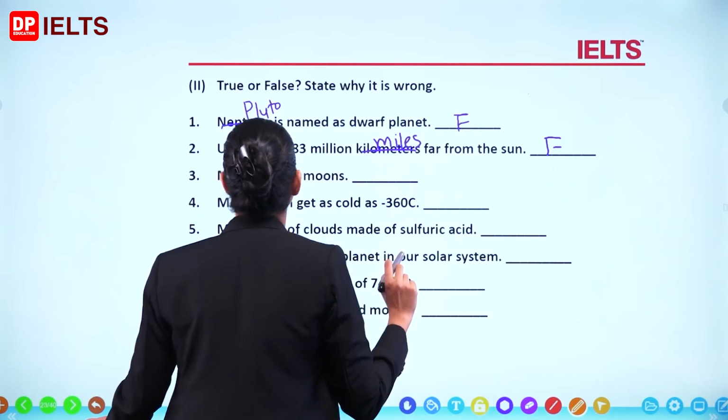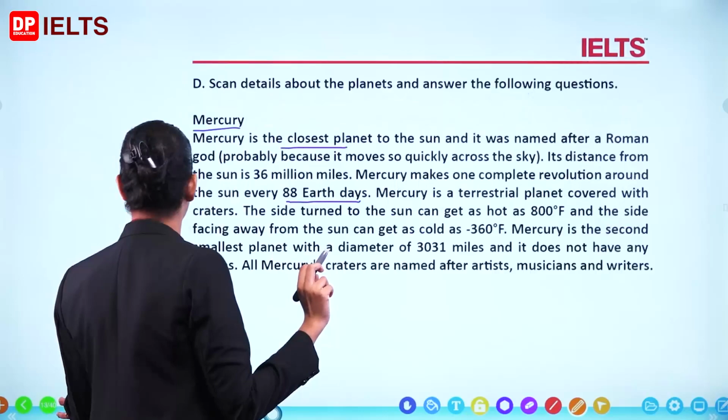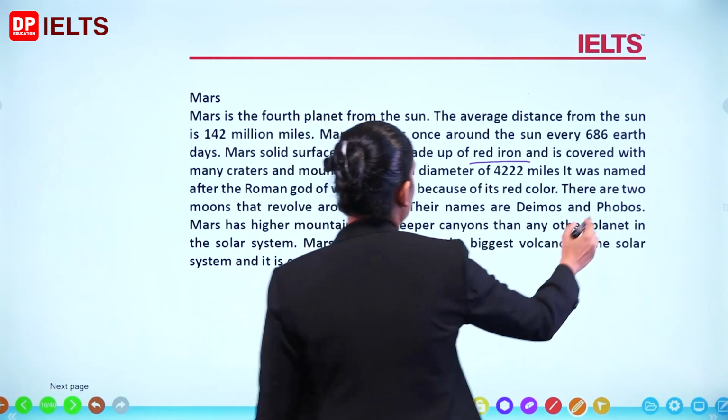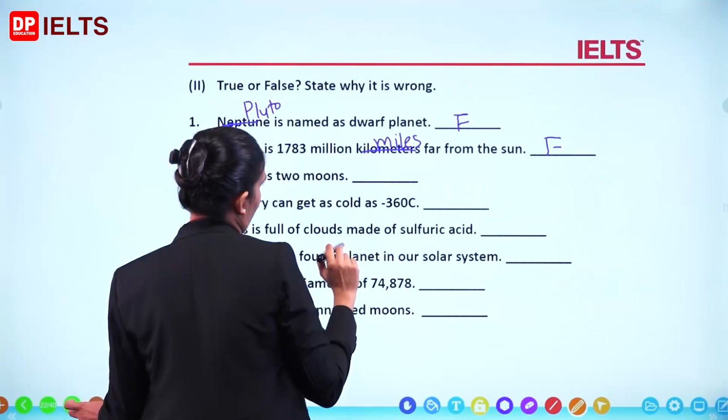Mars has two moons. Let's go to Mars and see. I remember that Mars has, there are two moons, yes. So Mars has two moons and that is true.